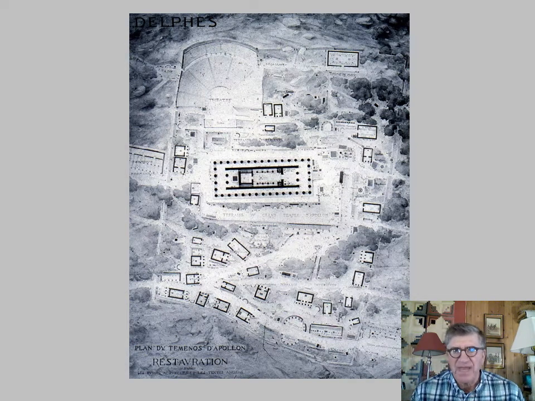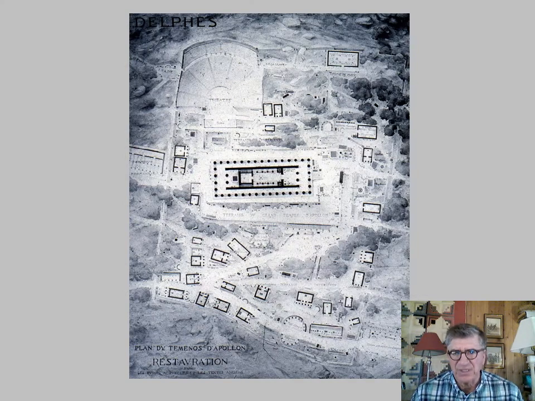This is excavated by the French school. I should have pointed out Olympia was excavated by the German Institute of Archaeology in Athens. This is the French school in Athens. This is the oldest ongoing excavation in the world. I think it started in 1876 AD.